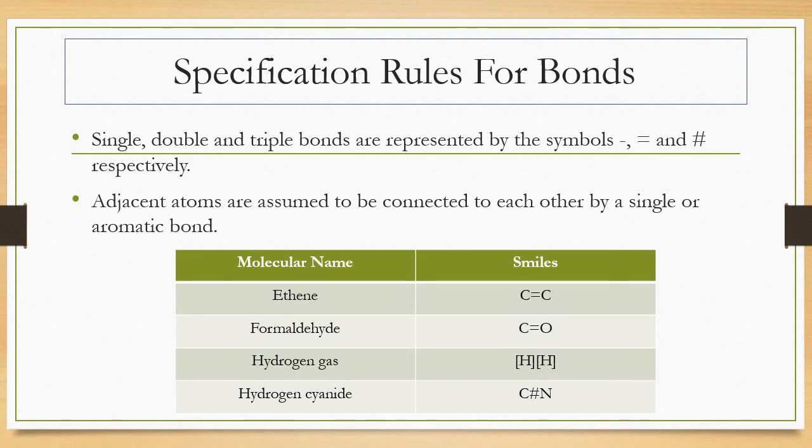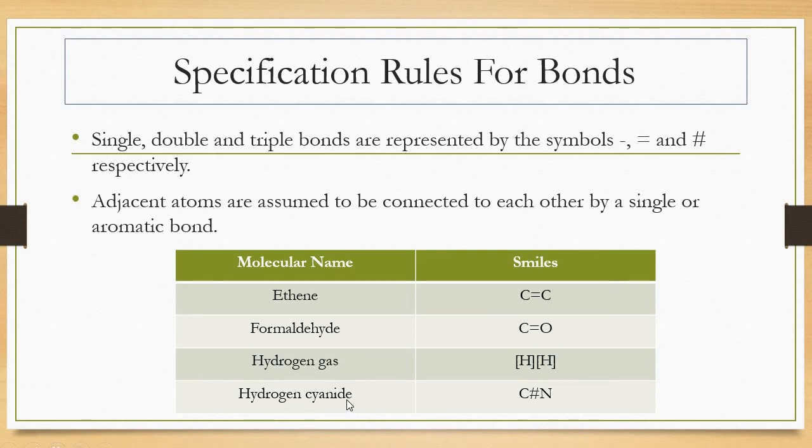For example, ethene. In ethene, the SMILES is carbon-carbon double bond. For formaldehyde, it is carbon-oxygen double bond. Hydrogen gas is represented this way. Here, two hydrogens are represented in two square brackets, and this represents that both of these hydrogens are interconnected.